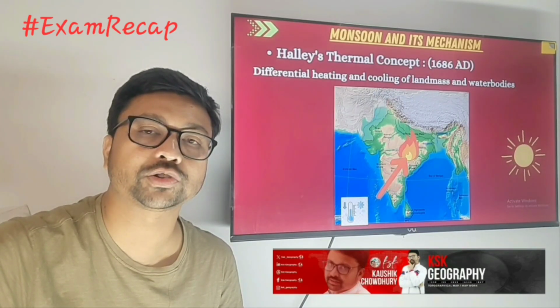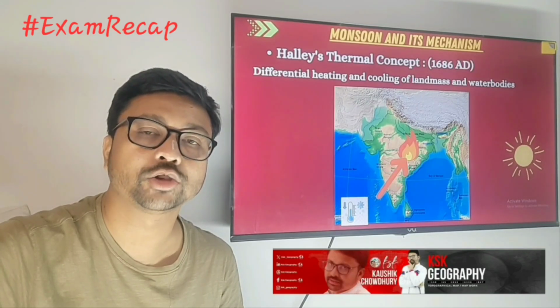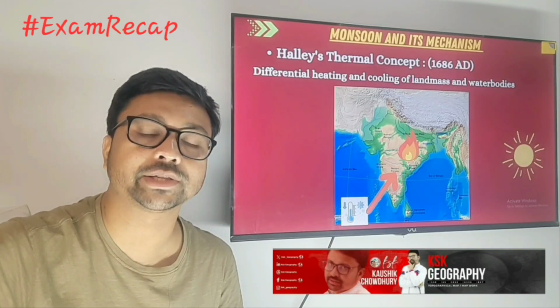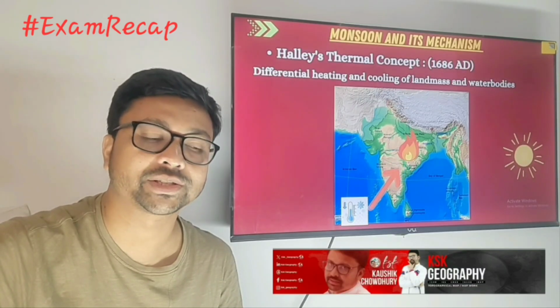And as per the Coriolis force, the wind will not go straight. In the northern hemisphere it always bends to the right-hand side. So the wind blows as a northeast monsoon. It means from the northeast toward the southwest.